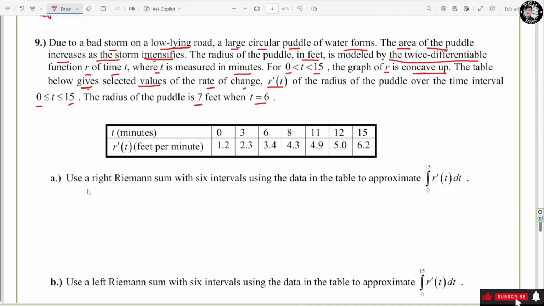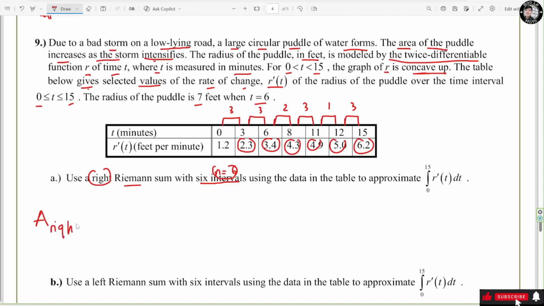Now question A. Use a right Riemann sum with 6 intervals, which means n equals 6. Alright, so since n equals 6, we need to find the width. It's going to be 3, right? This one should be 3. This guy should be 2. This guy should be 3. This guy should be 1. And this guy should be 3, right? Now, the right Riemann sum means we're going to pick the height. It's going to be right here.